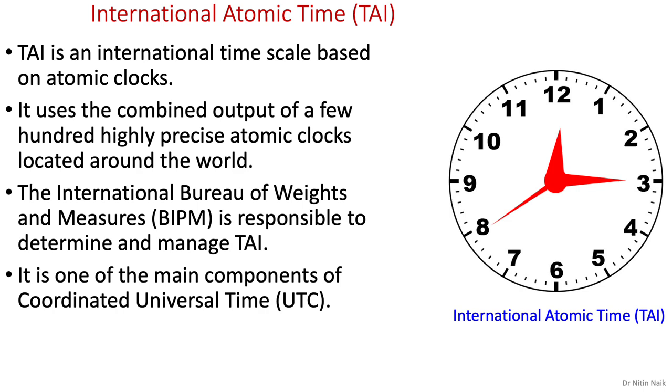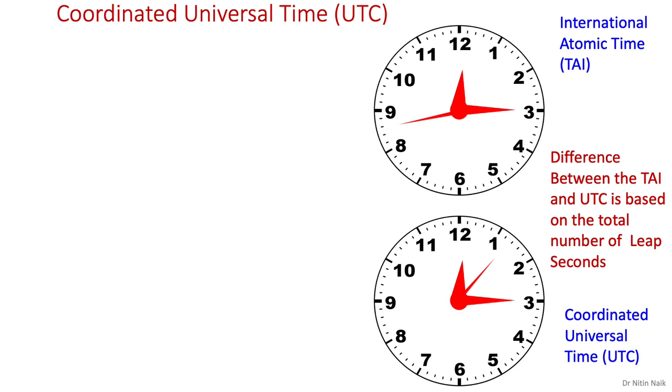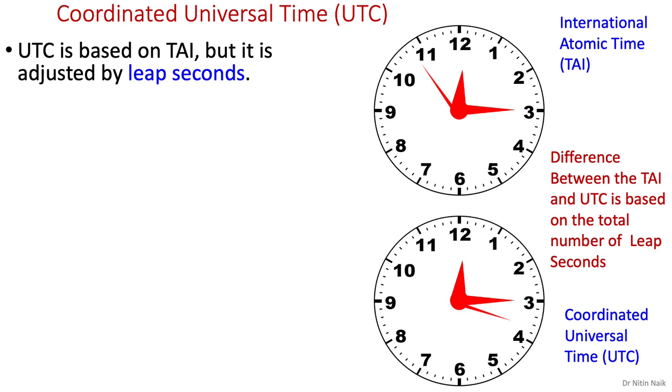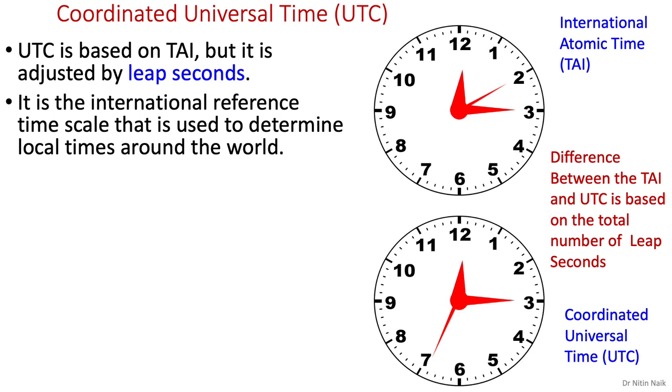Now we discuss another time scale which we use for all our clocks, that is the Coordinated Universal Time or UTC. So UTC is based on TAI, but it is adjusted by leap seconds to account for the difference between the definition of second and the rotation of the earth. We'll explain leap second just after the UTC. UTC is the international reference time scale that is used to determine local times around the world.